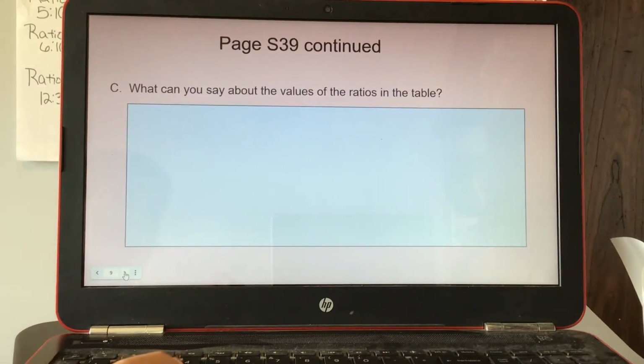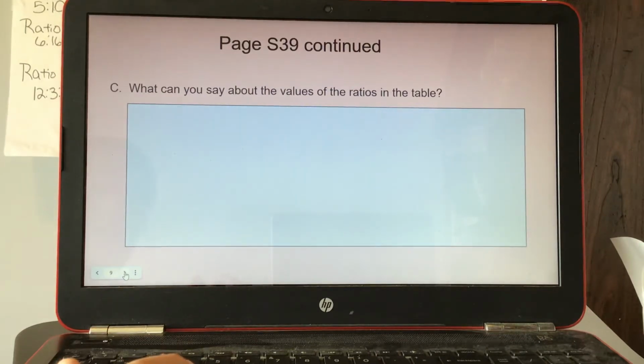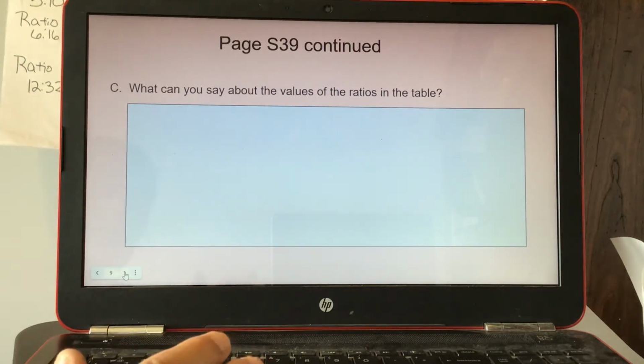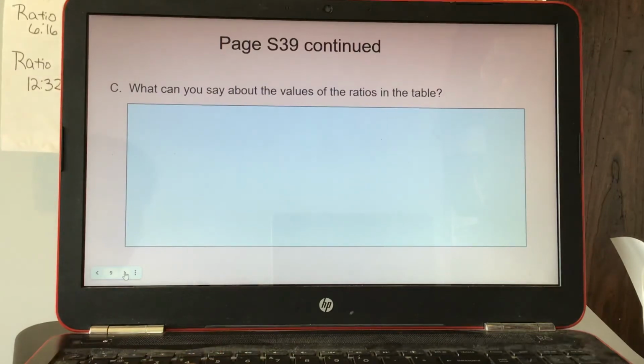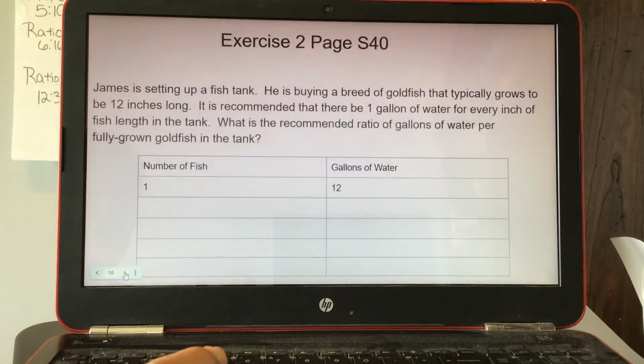All right, let's see what C says. What can you say about the values of the ratios in the table? Well, like I said, if you reduced all the numbers, then the value of the ratios were the same. They were equivalent.